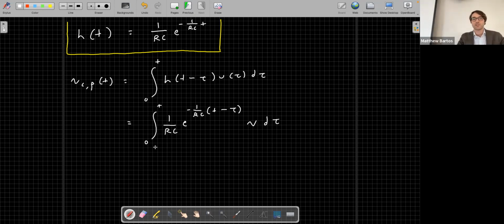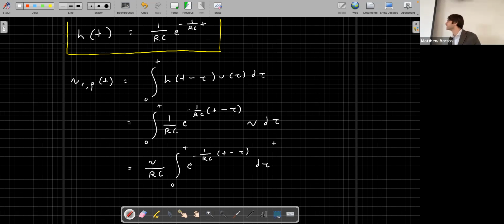All right, so let's simplify this a bit. Let's pull the constant terms out of the integral. So we have V over RC, and the integral from 0 to t of e to the negative 1 over RC (t minus tau) d tau. Okay, and how can we simplify this problem even further, just to make it really easy?